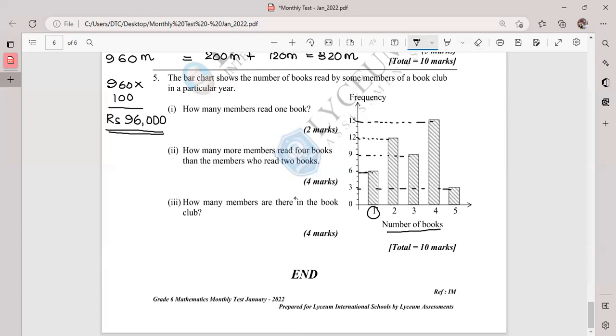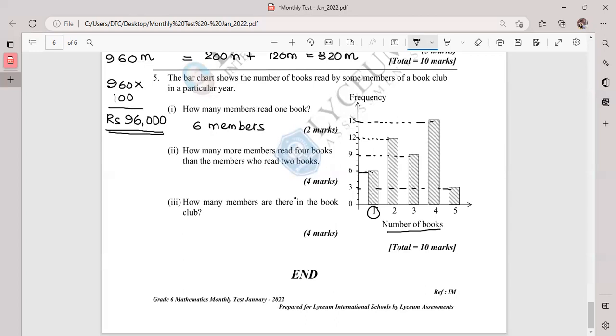First of all, you want to have an idea. If needed, you can take your ruler and a pencil and draw dotted lines like this. Then you know exactly what the value is for each number of books. How many members read one book? It is 6 members, right?